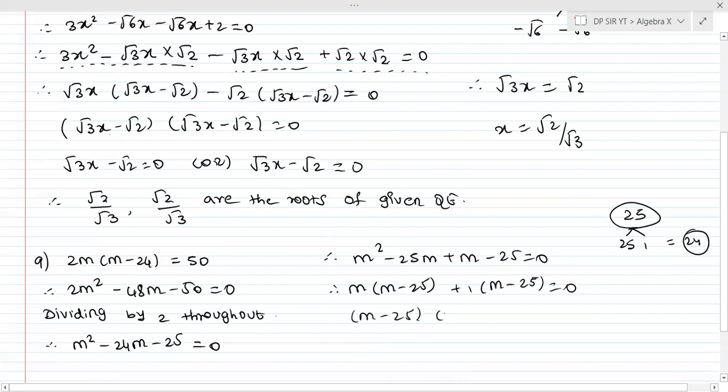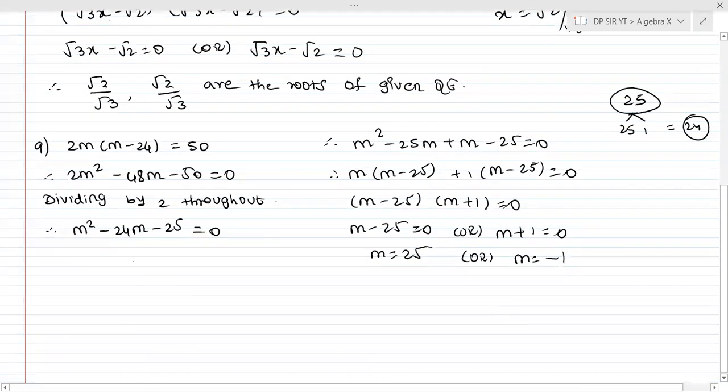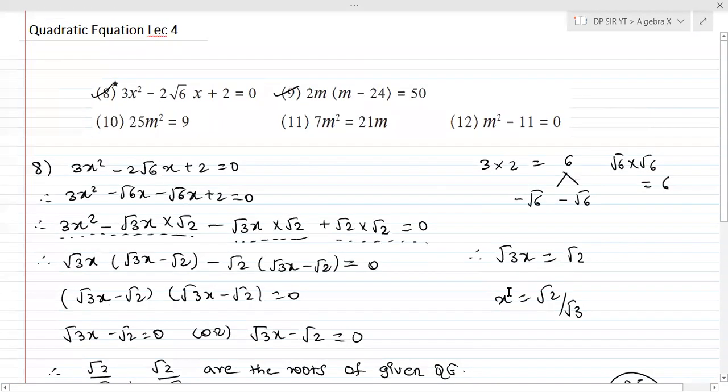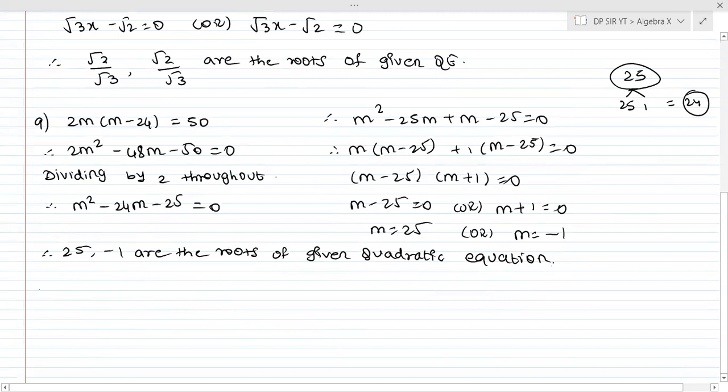m minus 25 or m plus 1 is equal to 0. m is equal to 25 or m is equal to minus 1. Therefore, 25 or minus 1 are the roots of the given quadratic equation. Okay, I hope you all are clear with this. Let's go for question number 10.